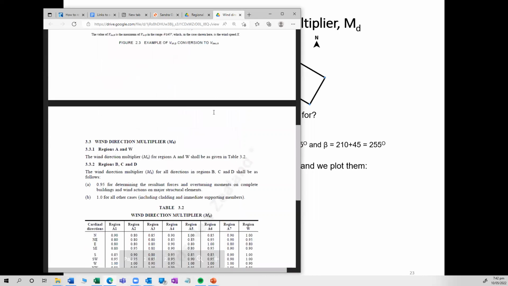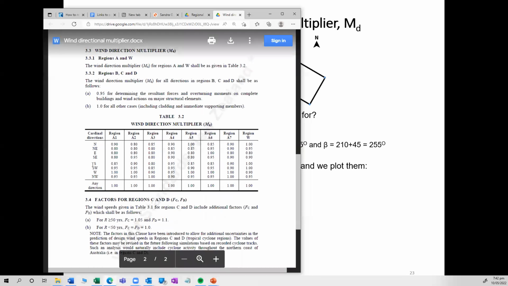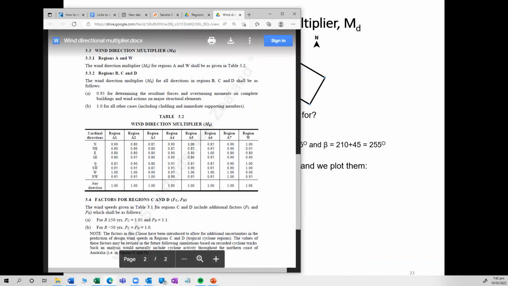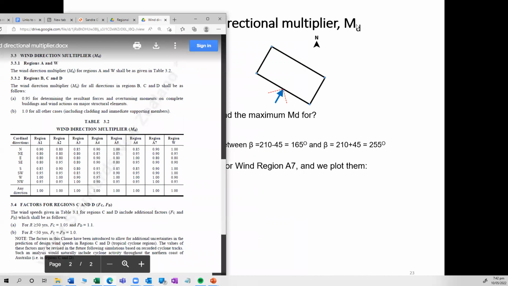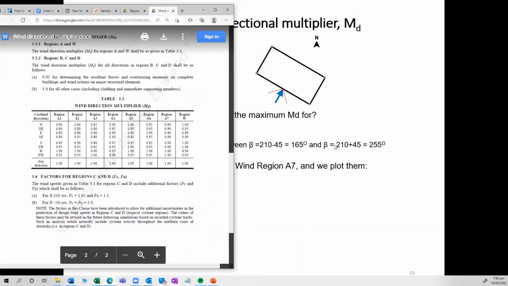Okay, so region A7. We're going to be interested in between, say, south and southwest. So I'd plot it. If south is 180, southwest is 225, and west is 270, maybe just sketch it for those, get a chart, and get the value of MD. See if you can find the value of MD. You might have to interpolate.